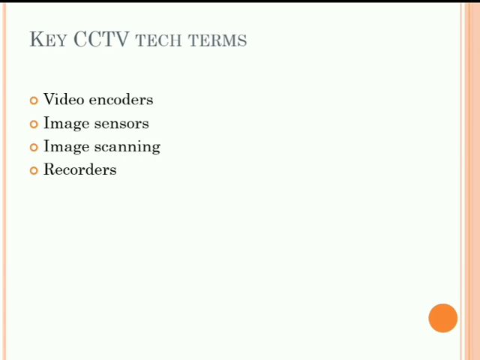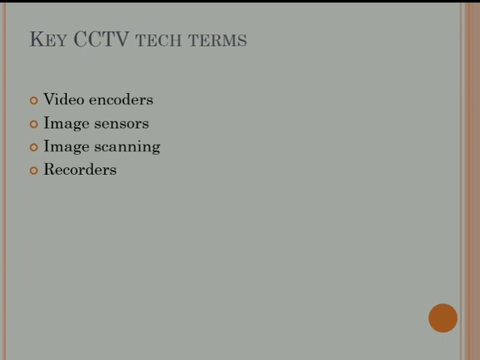NVR systems encode and process data at the camera level, and then they stream it to the recorder, which in turn is used for storage and remote monitoring. The NVR system usually uses IP cameras. In an NVR system, each IP camera connects to the same network. These are the different terms we have seen here.